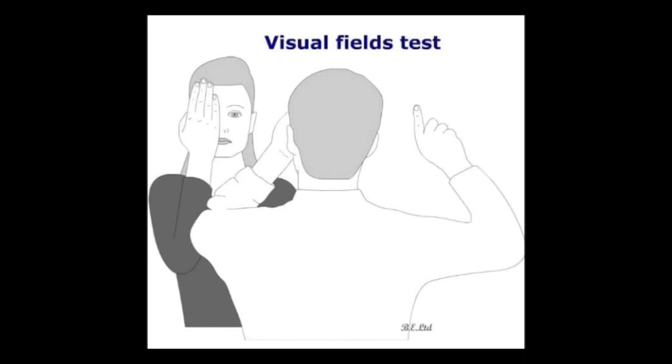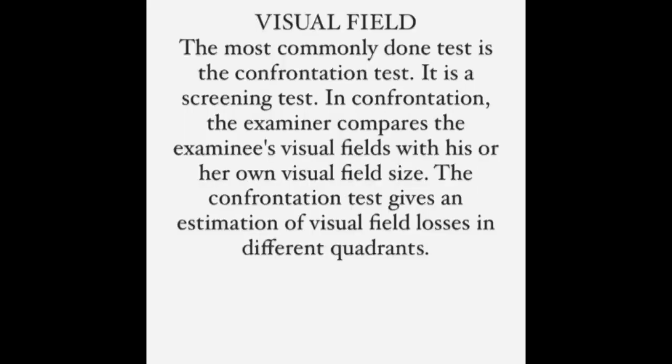After the CS test, we'll go on to the visual field test. The most commonly done test is the confrontation test. It's a screening test. In confrontation, the examiner compares the examinee's visual fields with his or her own visual fields. The confrontation test gives an estimation of visual field losses in different quadrants.